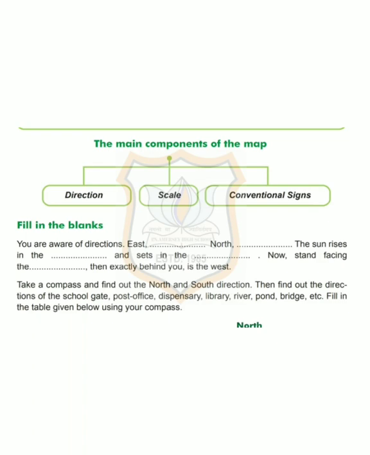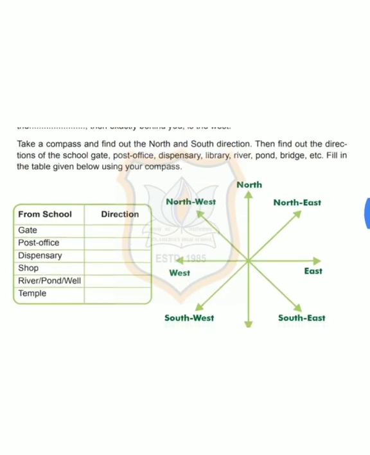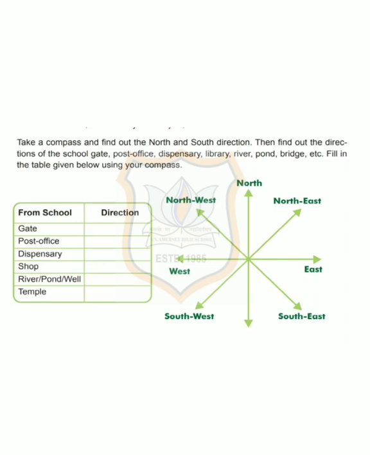Now, children, one activity for your homework. See the table given on page 8. Take a compass from your school and find out what is seen in the north. Using the direction, find out in which directions the school gate, post office, dispensary, shop, river, pond, temple, etc. are located. In the following table, write which things are located in which direction.